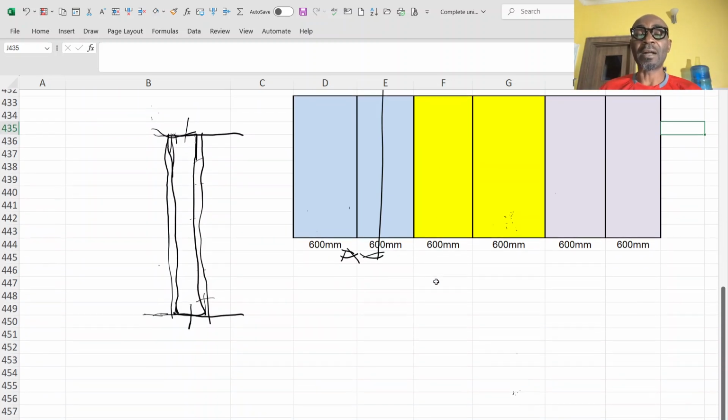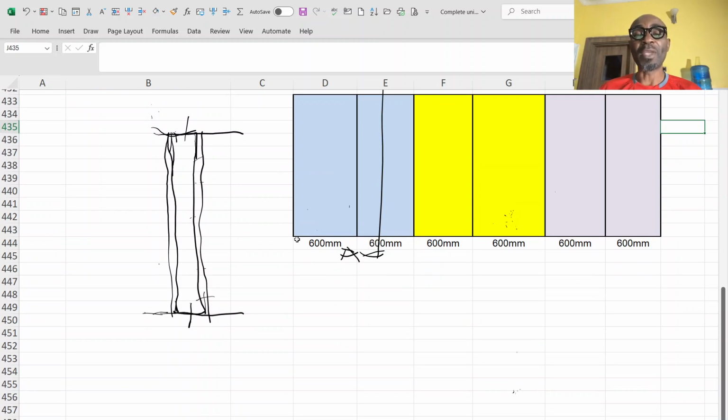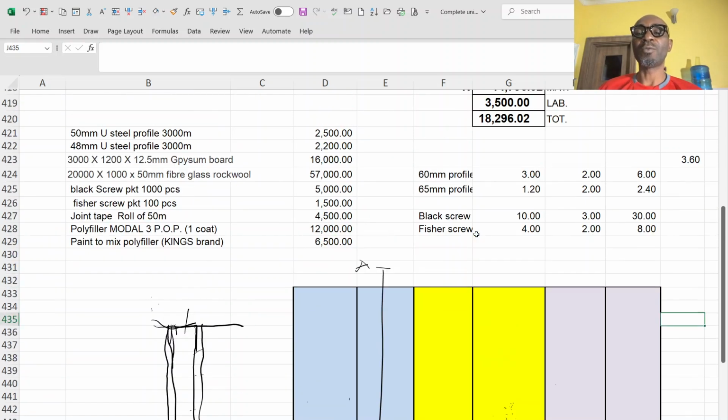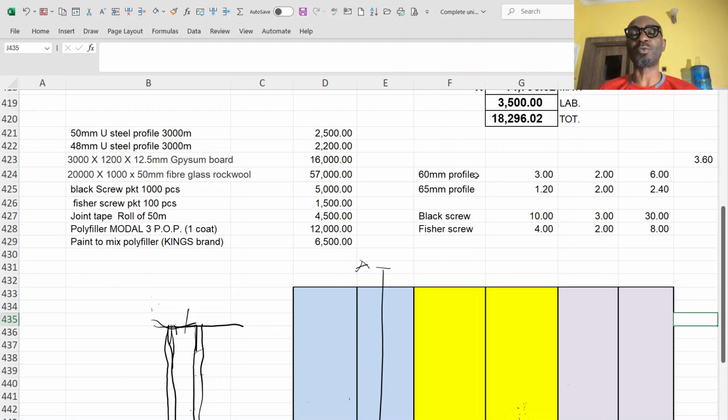Then let's say we have a 3 meter long profile on the floor and 1 at the top, and our area of focus is this way. So we have a 1.2 long of this bottom and top profile. So if we have that, now let's do the profile, then we'll come for the screw.